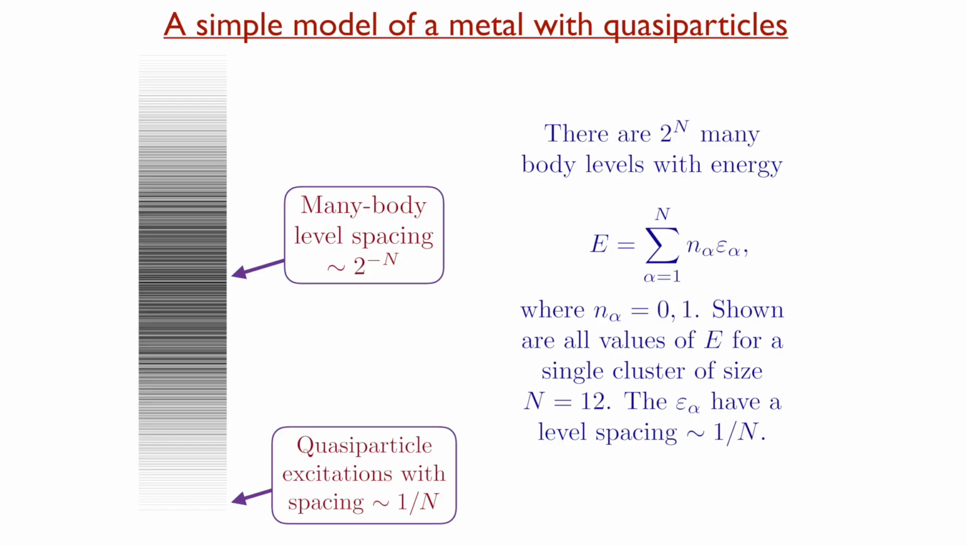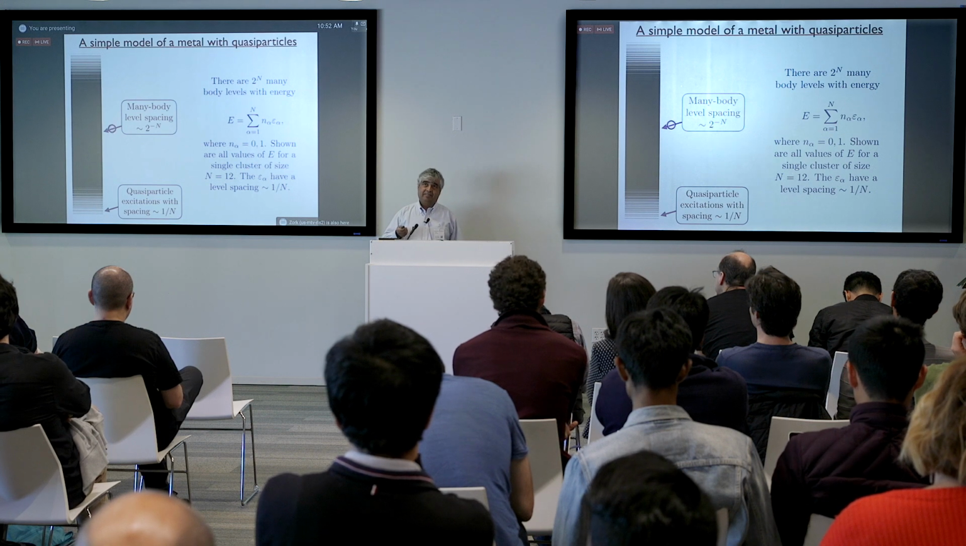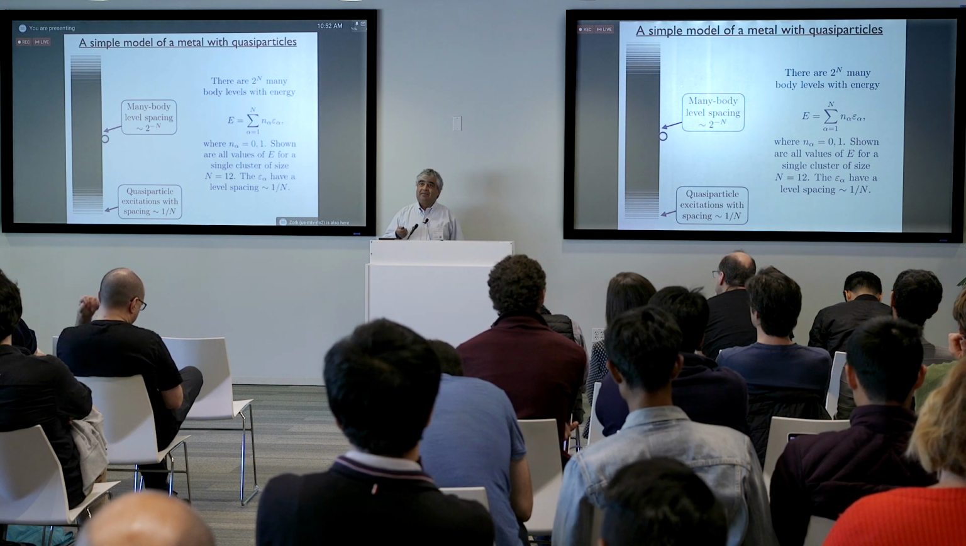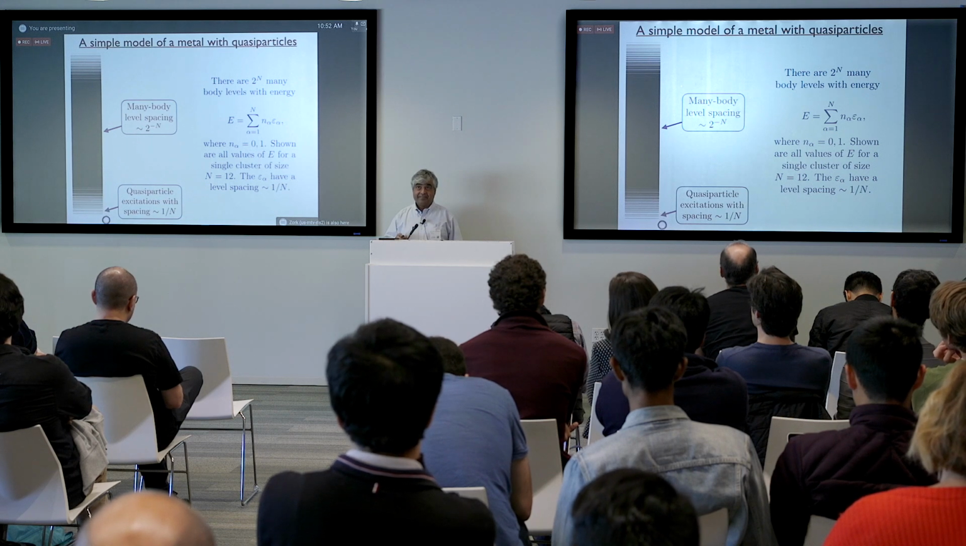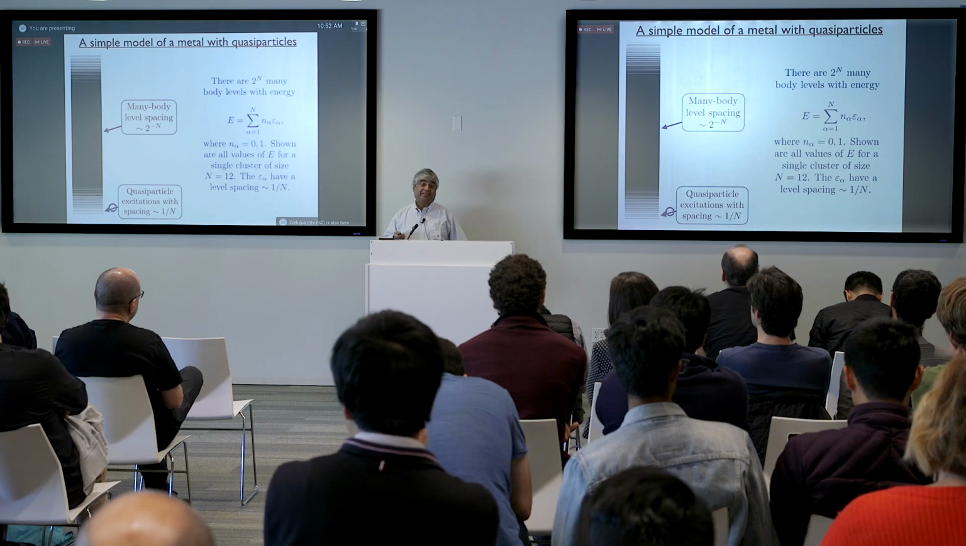If I took the simple model with one particle hopping, but thought of it as a many-body system, I'll have 2 to the n levels, and all the levels are just sums of the single particle states. The 2 to the n comes from the fact that n alpha can be 0 or 1, and E alpha has the eigenvalues of an n by n random matrix. So there's 2 to the n levels over a bandwidth of order n. So roughly speaking, the mean level spacing is 2 to the minus n. But when you get to the bottom of the band, the spacing is much higher. The spacing is 1 over n. And this is really a characteristic feature of any system with quasi-particle excitations.